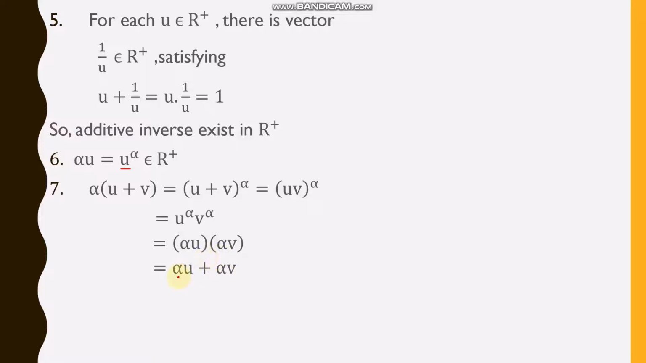These are two vectors, right? They are being multiplied. So under this operation, they can be written like this in addition. So alpha times u plus v is equal to alpha u plus alpha v. So distributive law is also there.